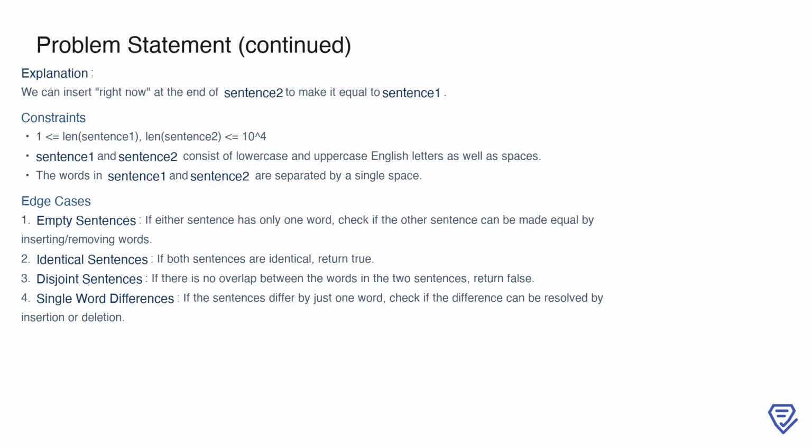To conclude, let's review the constraints and edge cases. Both sentence 1 and sentence 2 consist of uppercase and lowercase English letters and spaces, and their lengths are between 1 and 10,000 characters. Words within the sentences are separated by single spaces only. Some important edge cases to keep in mind include sentences with only one word, where we need to check if the other sentence can be made equal by inserting or removing words, sentences that are already identical, which should return true, sentences with no overlapping words, which should return false, and sentences that differ by just one word, where we need to check if the difference can be resolved. Understanding these nuances will help us work out a solution efficiently.